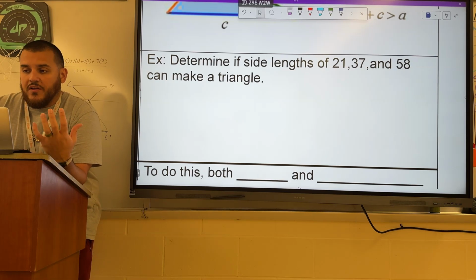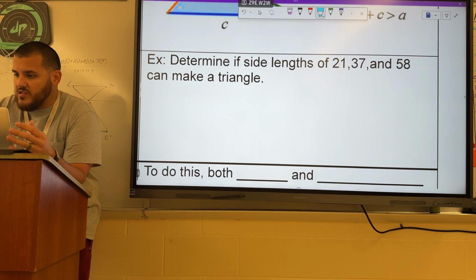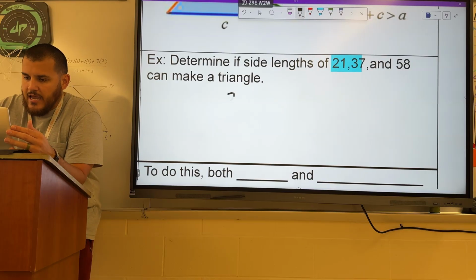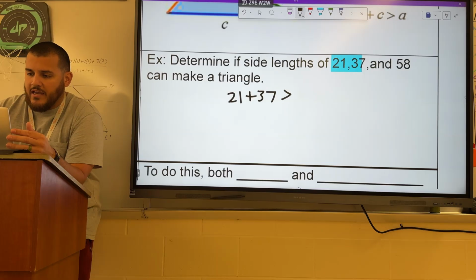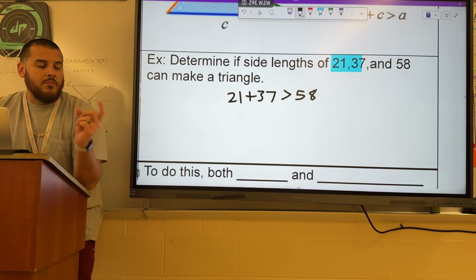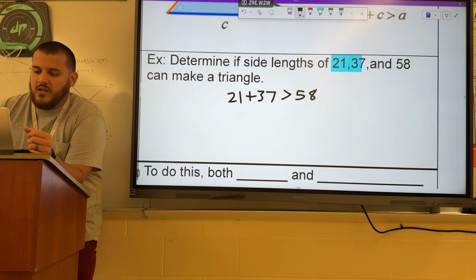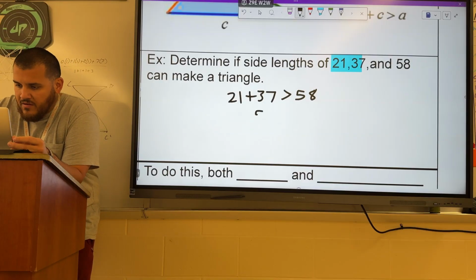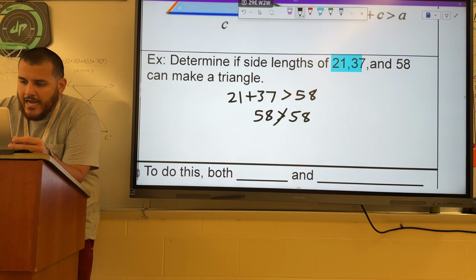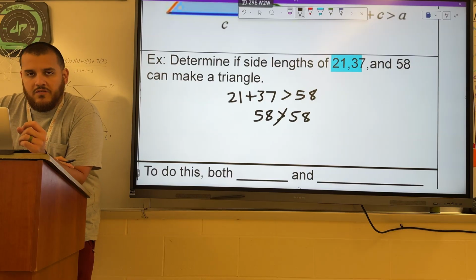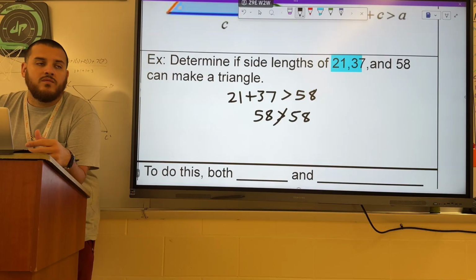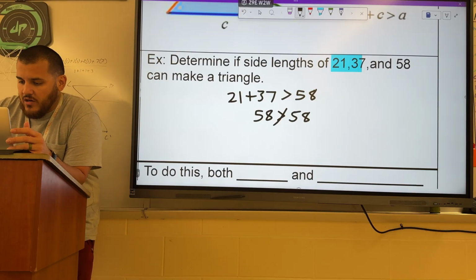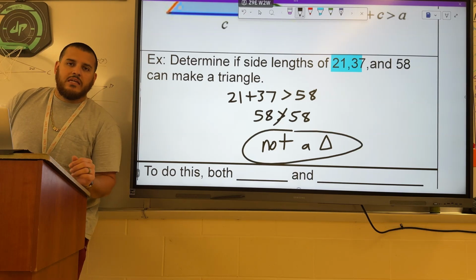Again, our theorem tells us when we take those two smaller values and add them together, get the sum of those numbers, they must be greater than 58. So I'm evaluating the truth of this inequality. 21 plus 37 is 58, and 58 is not greater than 58. Therefore, these lengths cannot make a triangle. All right, this is not a triangle. Those side lengths do not work.